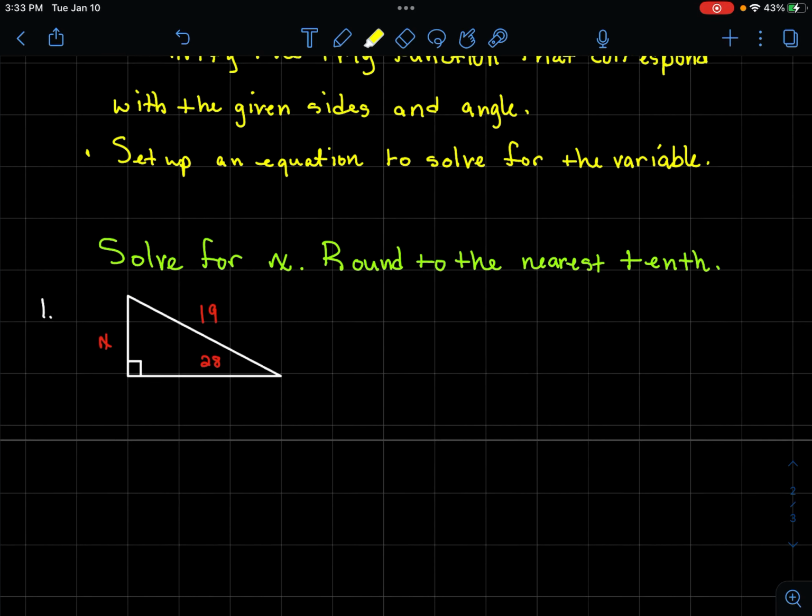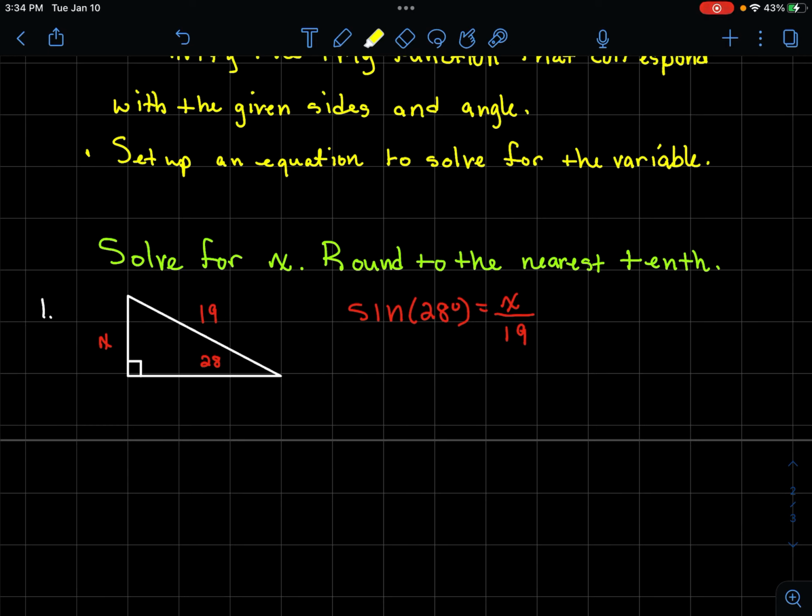Here is our given triangle. I noticed that here is my angle, and if I look at side length x, that is considered the opposite of the angle, and 19 is considered the hypotenuse. So I ask myself, which trig function uses opposite and the hypotenuse? That trig function would be sine. So we set up our equation like this. Sine of 28 degrees equals my opposite side, which is x, over 19. So then we use our algebra skills.